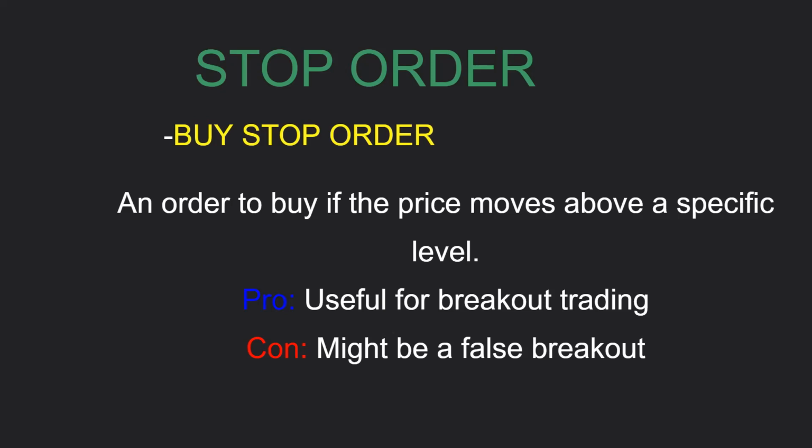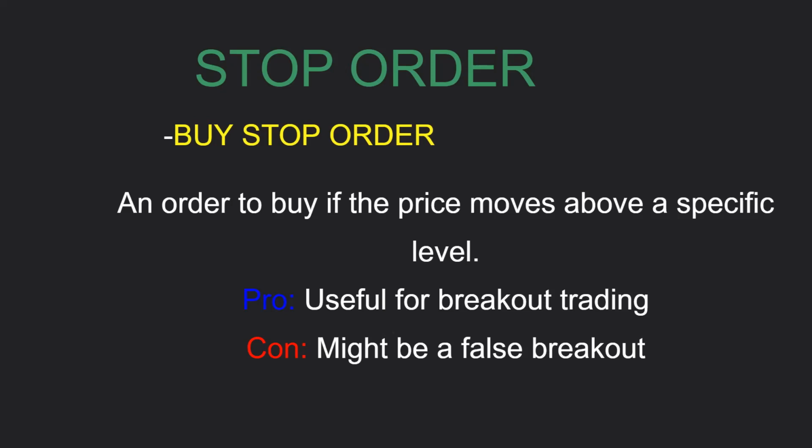Okay, so the advantage of this is that it is useful for breakout trading. And the disadvantage here is that there might be a false breakout. Let's say the same gold we are talking about, you are assuming that it will get to 2050, but before it gets to 2050, you are thinking it must get to 2025. So it's possible that it will get to that 2025, and instead of going up, it will start coming down.